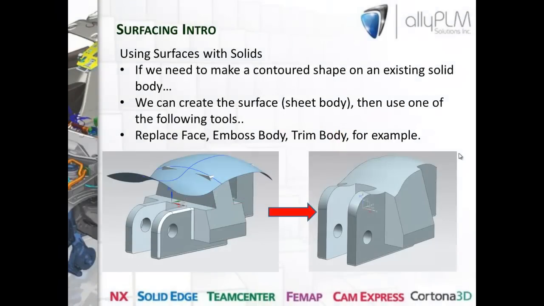The last thing we want to take a look at is using surfaces with solids. Sometimes when we think about surfacing, we think about that bottom up approach, meaning doing all of it as surfaces, sewing it together to make it a solid. If we need to make a contoured shape of an existing solid body, we can create a surface or a sheet body on top of the solid and then maybe use one of the following tools like replace face, a trim body, or emboss body to add it to the design.